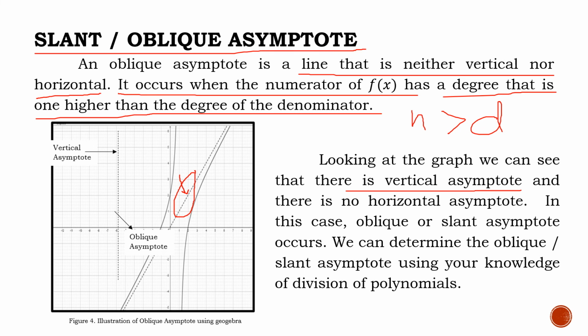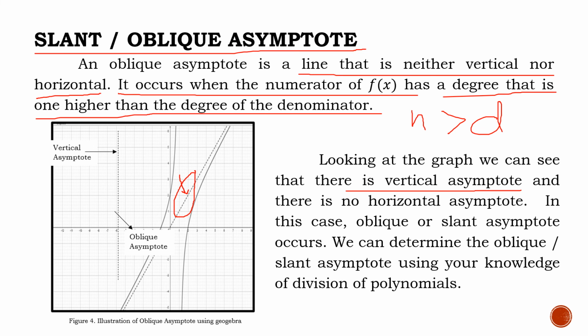Even if there is a vertical asymptote and there is no horizontal asymptote, we're looking for the scenario that there is no horizontal asymptote before we conclude that there is a slant or oblique asymptote. If there is a horizontal asymptote, there is no slant or oblique asymptote. You need to take note of that.